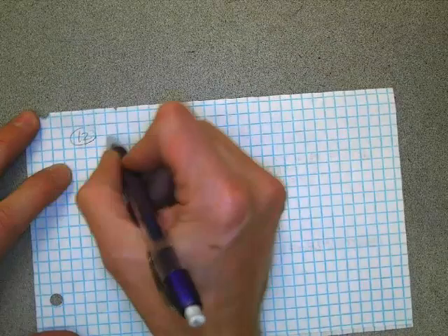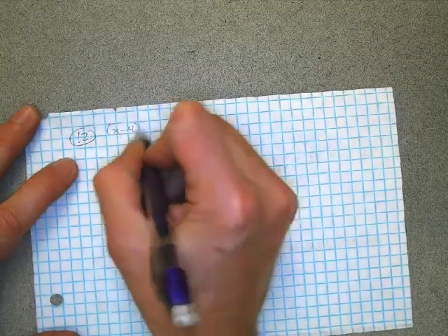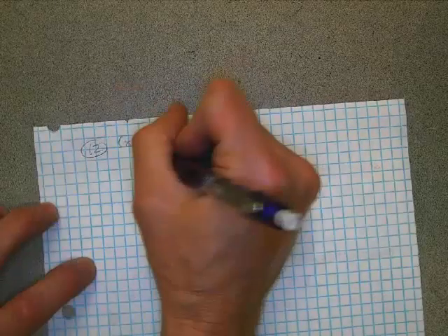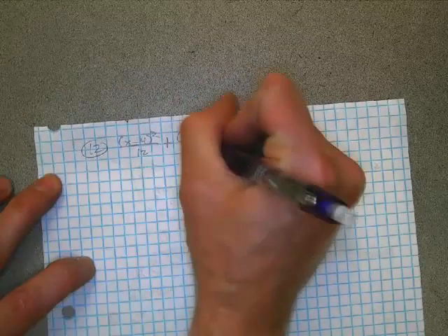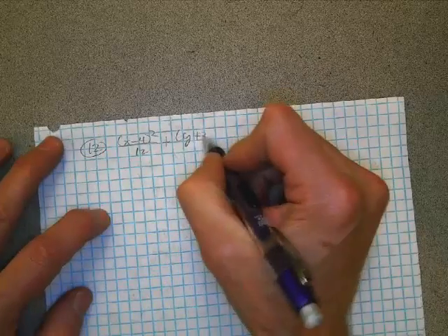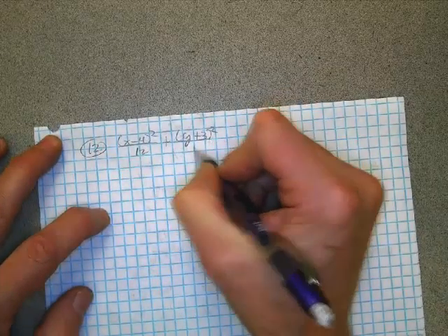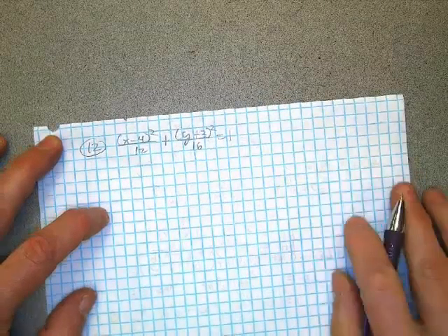Quantity x minus 4 squared, and now you can see it, over 12 plus quantity y plus 3 squared over 16 equals 1. By the way, if it doesn't equal 1, it's not an ellipse. Okay, so we've got to make sure that we subtract and get a 1.